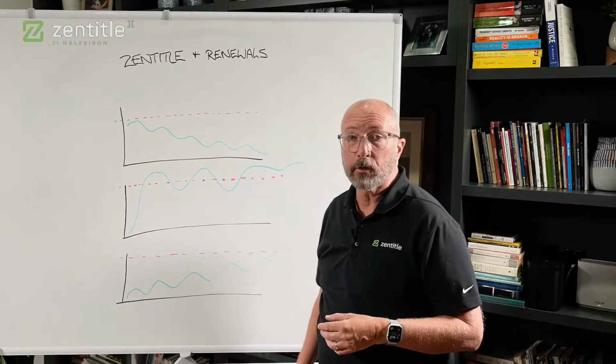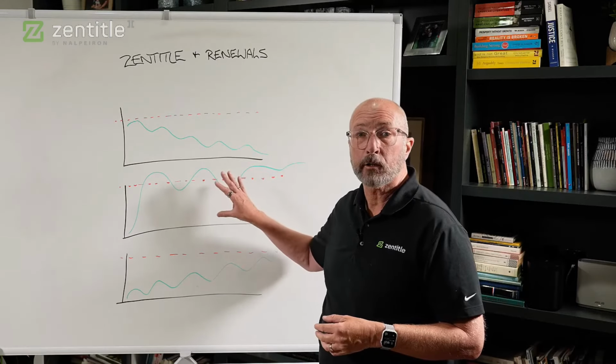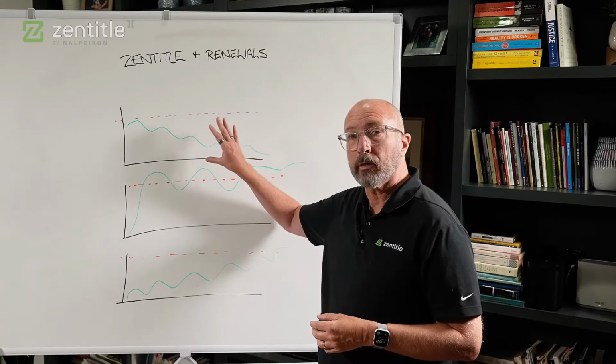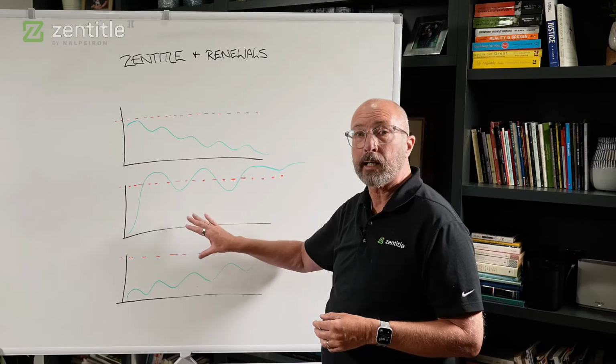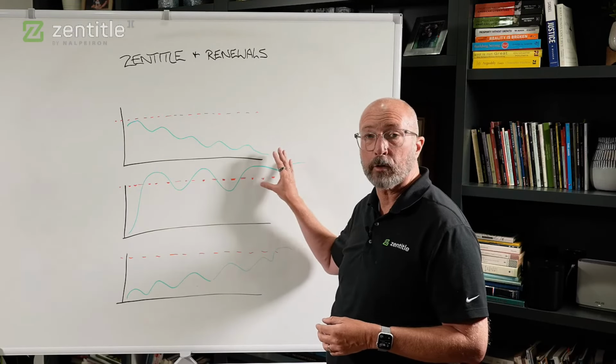So Zentitle is renewals' best friend in terms of really being armed with information about usage, waxing, waning, and being able to take that into account in that renewal conversation.